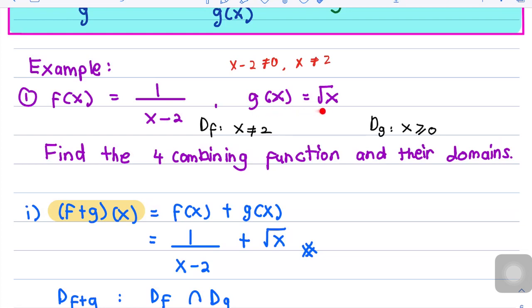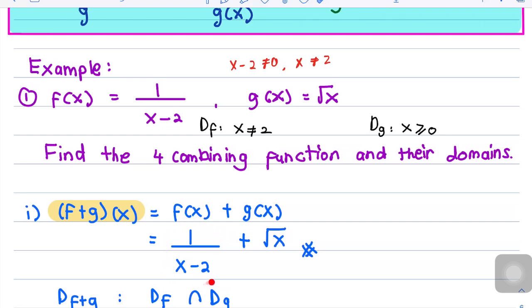And the domain for the function g, you have the radical. So every time you have the radical, even roots, your expression inside the roots must be non-negative. So your domain for g is x is more or equal to 0. Okay, the question asks, find the four combining functions and their domains. So the first one is the plus operation, addition. (f + g)(x) is also equal to f(x) plus g(x).